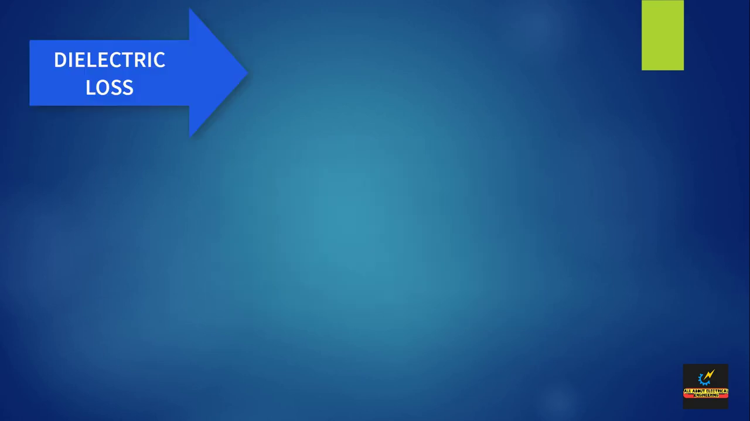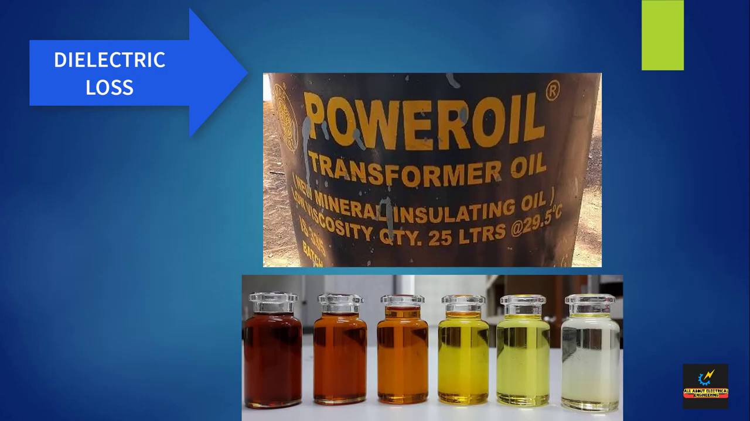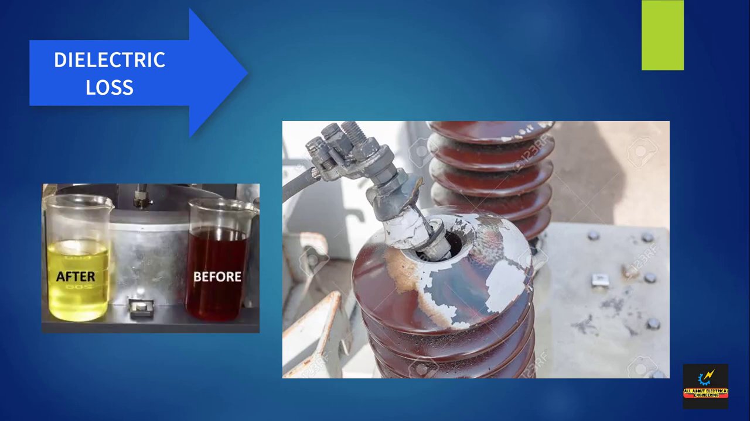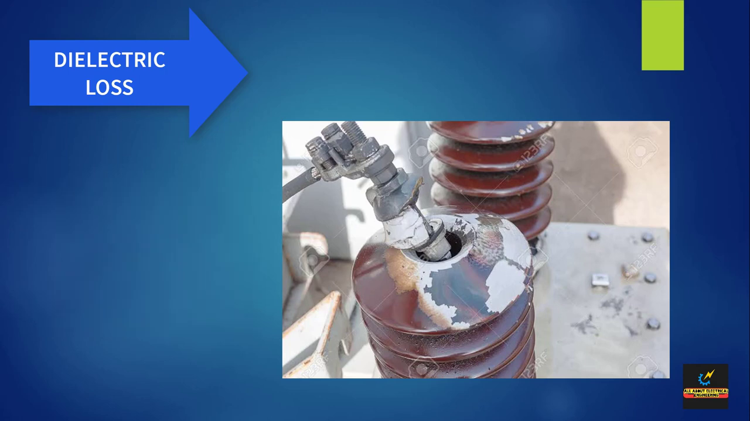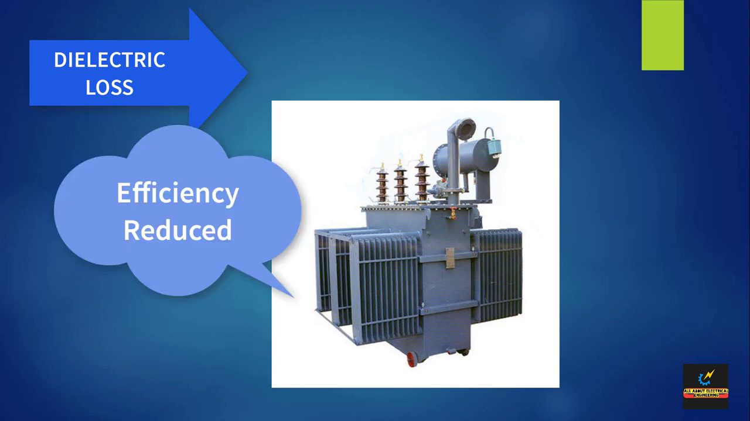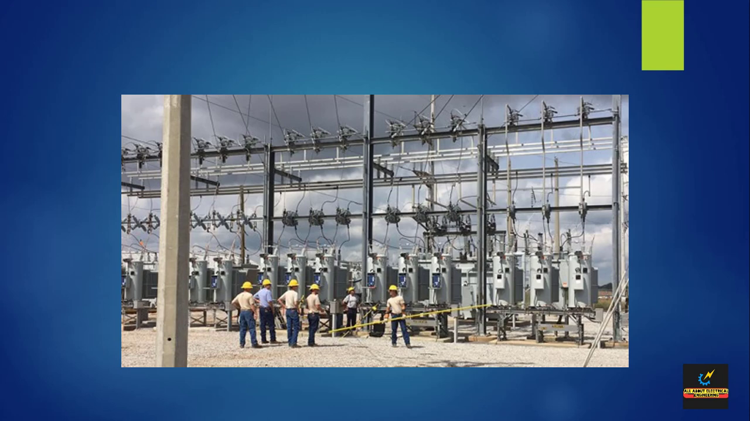Now we see what is dielectric loss. Dielectric loss occurs in the insulation material of the transformer, that is, in the oil of the transformer or in the solid insulators. When the oil gets deteriorated or the solid insulator gets damaged or its quality decreases, the efficiency of the transformer is affected. The percentage of these losses is very small compared to the iron and copper losses, so they can be neglected.